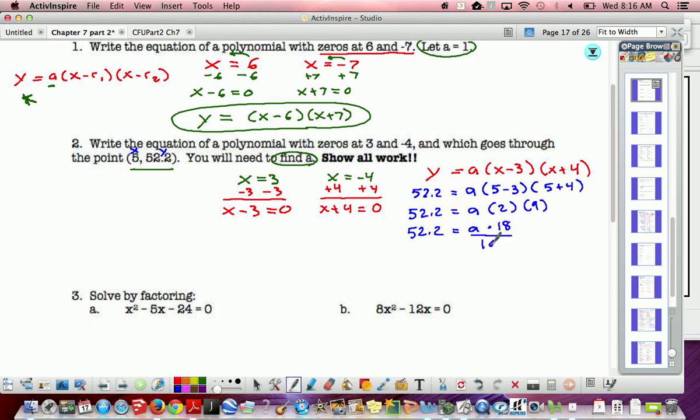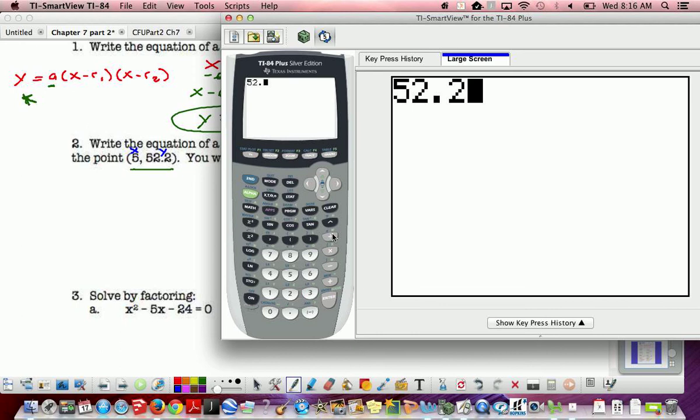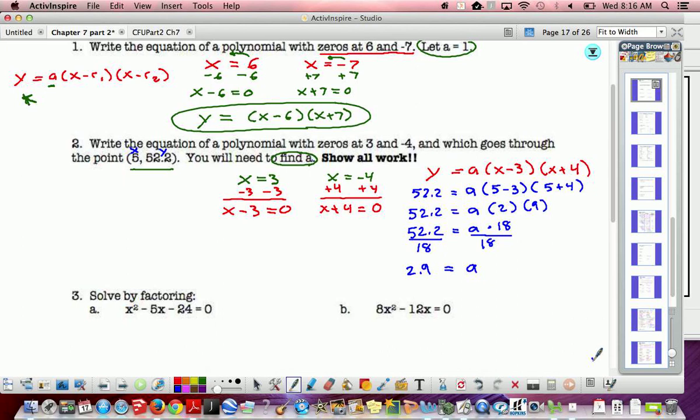Now I just have to divide both sides by 18. And when I do, I believe a ends up being 2.9. I'm just going to check that real quick. 52.2 divided by 18, see that on the calculator real quick. Sure enough, it is 2.9. So there's my a. So my final equation: y equals 2.9, x minus 3, x plus 4.